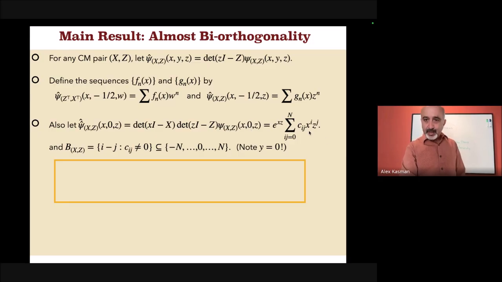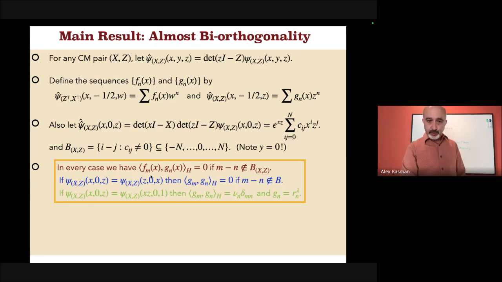But if you expand it out at y equals 0, you get some polynomial times e to the xz. And what matters to me is which powers of x and z appear in the polynomial. So if you define B to be the set of i minus j for all of the i's and j's that appear with non-zero coefficients, then it's a finite set. It's just got integers between minus n and big N, where n is the size of the matrices. So there's a finite set of numbers called B. And the point is that it tells us which elements of the sequence F and the sequence G must be orthogonal.